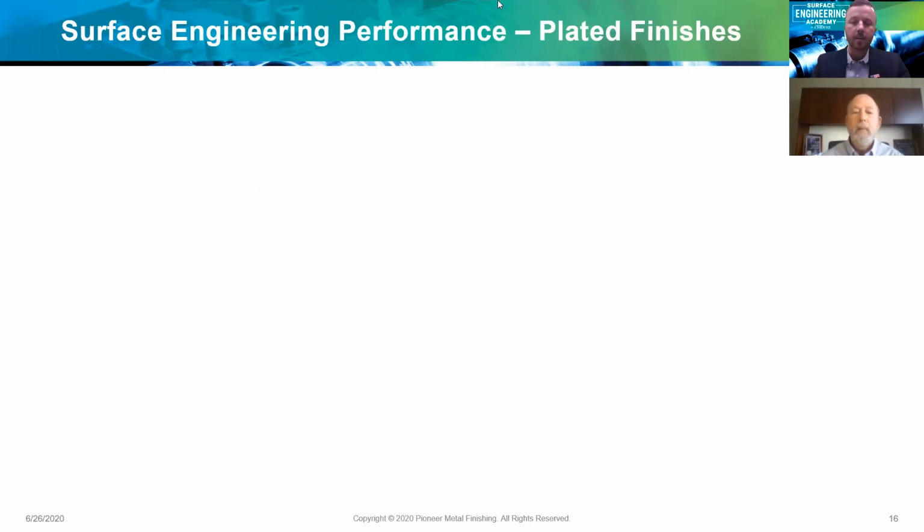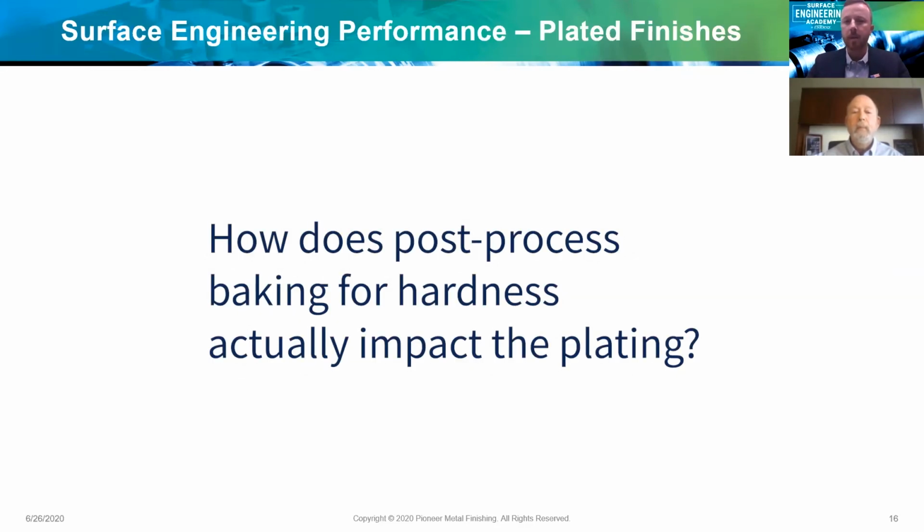Additional question I'll ask here, Steve, relative to post-process bake, and we covered it briefly in the presentation. Whether it's a post-process bake for hardness or adhesion, we always want to be sensitive not only of the time and the temperature for the sake of the coating, but also the base substrate, and that we're not impacting the structure of the underlying metal or substrate. So the question I've often been asked is, how does post-process baking for hardness actually impact the plating? Whether it's corrosion or lubricity reductions, what actually happens there?